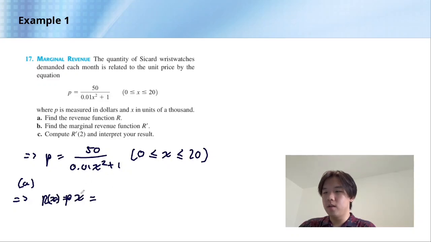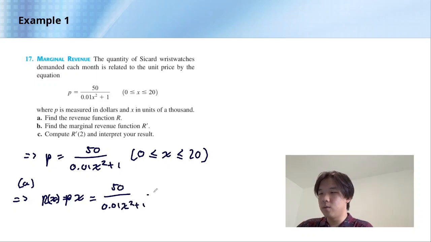Px will be 50 over 0.01x squared plus 1 times x, so the revenue function will be 50x over 0.01x squared plus 1. And move on to section B, to find the marginal revenue function.